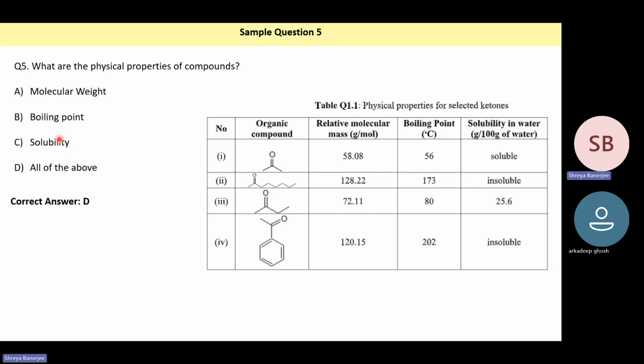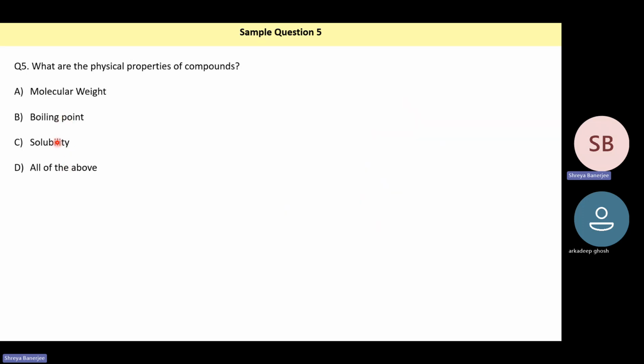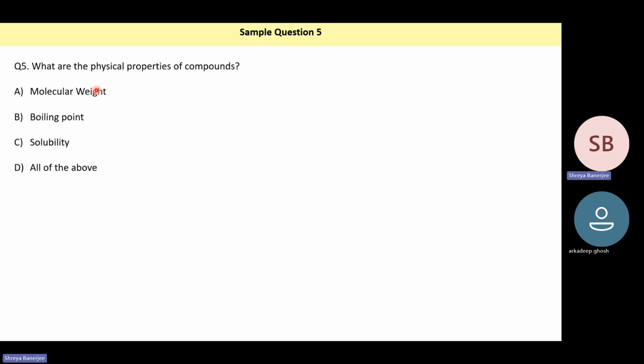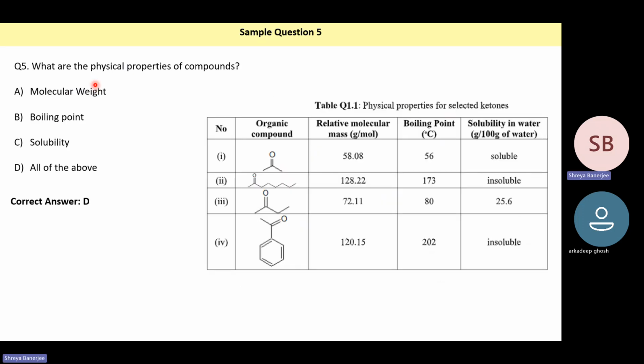So the boiling point and solubility will fall under the physicochemical descriptors, whereas the atomic mass is also a physicochemical descriptor. So which are the physical properties of compounds? It is all of the above, D.